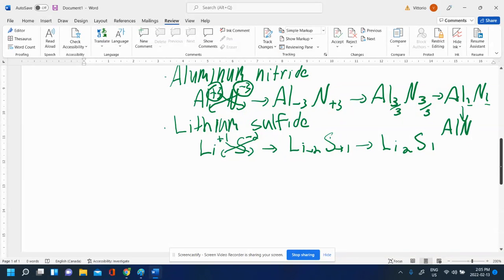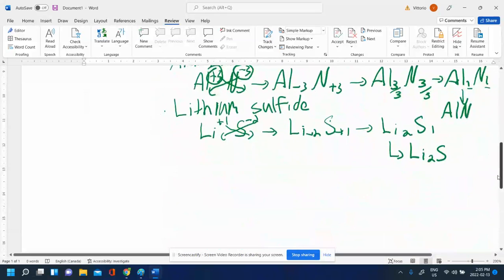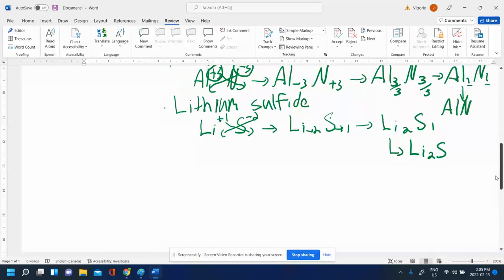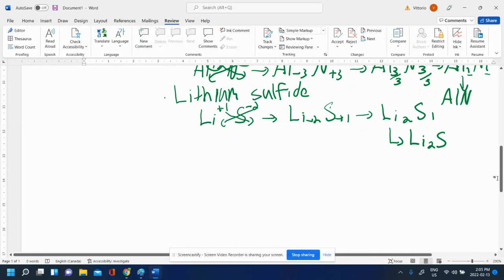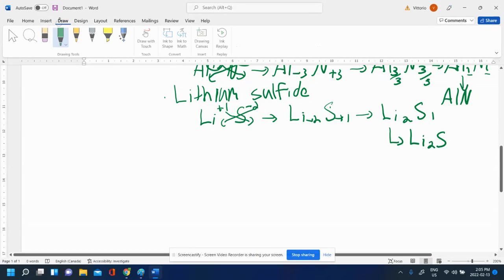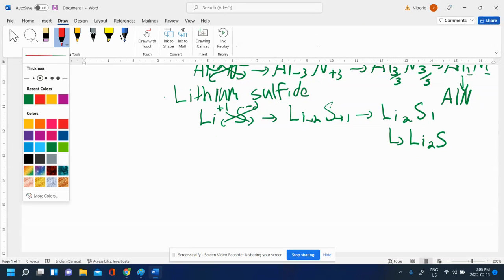You don't have to write that out. It's implied. It means we know it's there, so we can just put Li2S. So we just wrote some examples of binary ionic compounds from name to formula. Now we'll take a quick look at ternary ionic compounds from name to formula.